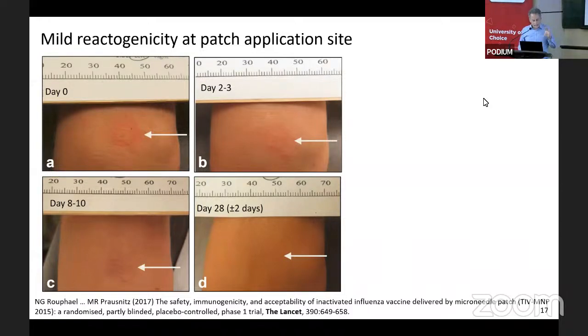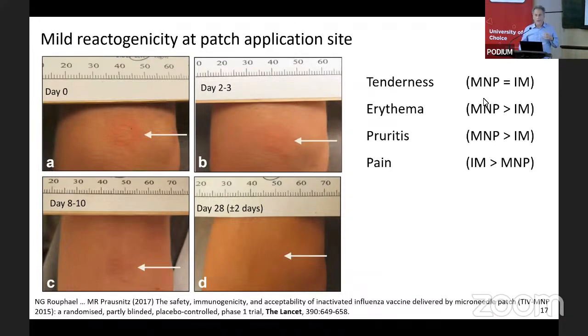By 8 to 10 days, again, very faint, but you can see something. And at the 28-day visit, you see nothing. So there was some notable erythema, again, mild, of no medical or safety concern, but perhaps of some small cosmetic concern.